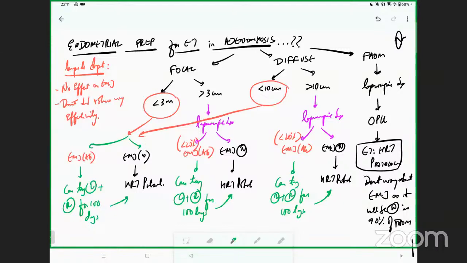Now comes the question. Why are you not trying modified natural cycle in adenomyosis? The reason is many a time adenomyosis is associated with endometriosis, and in those cases it can also have low AMH and it can also have peritoneal endometriosis.